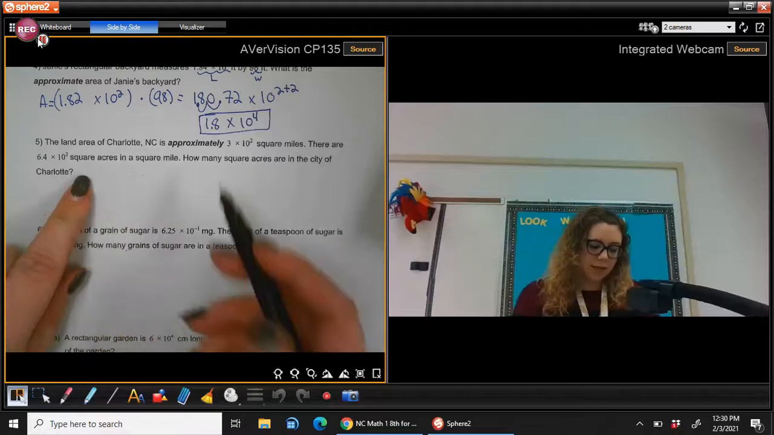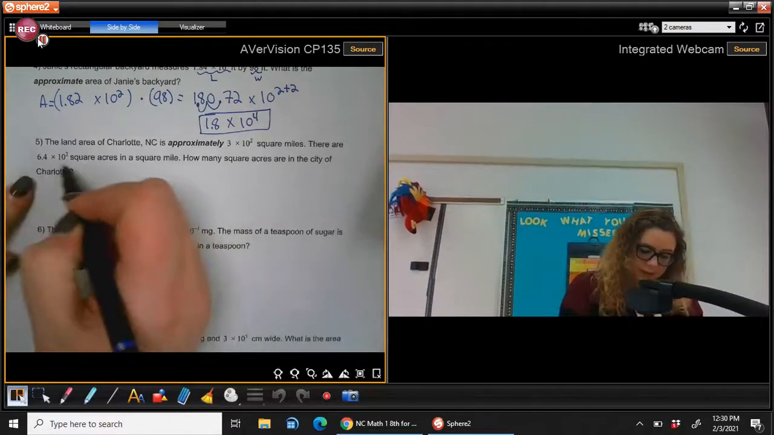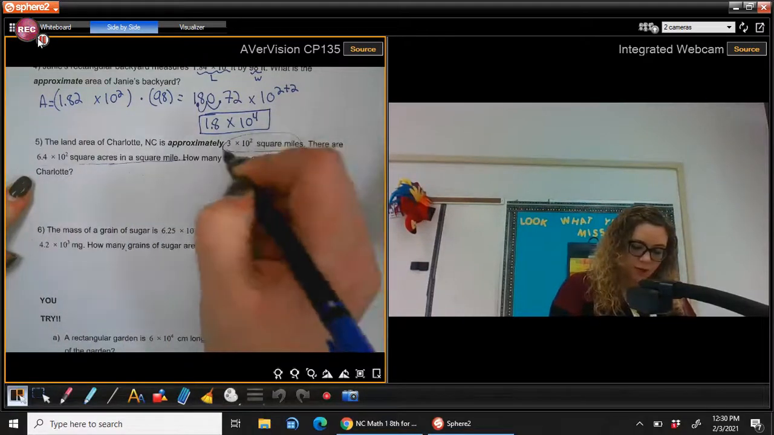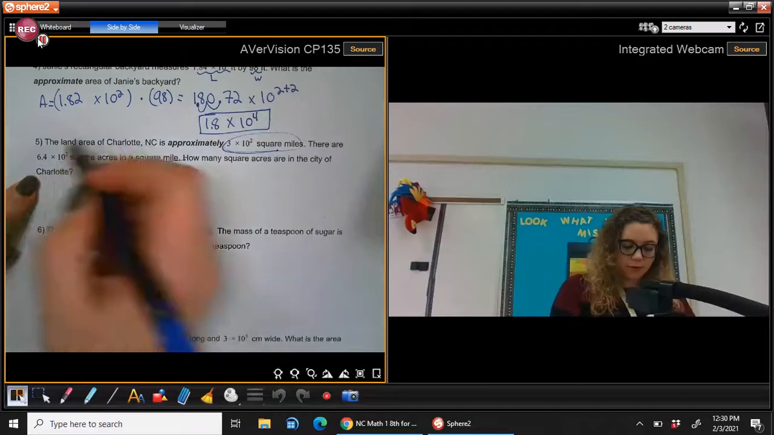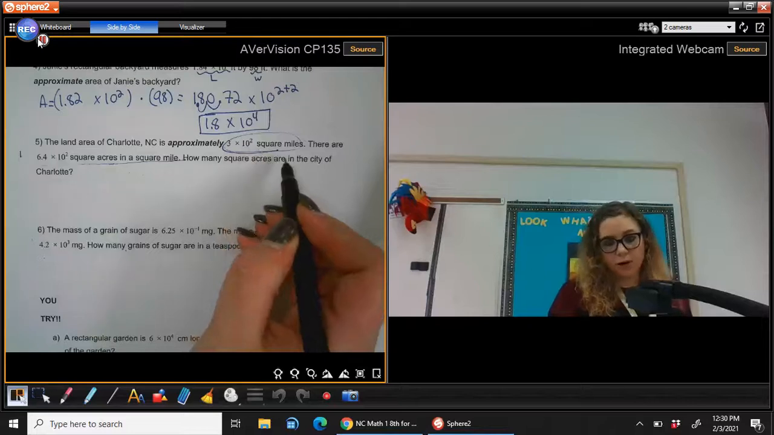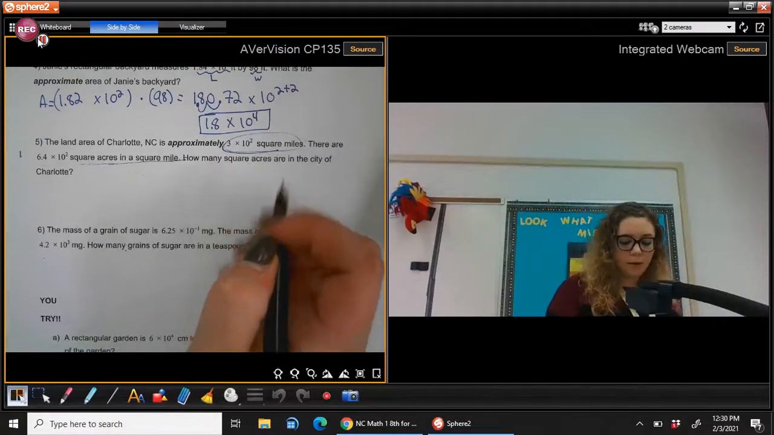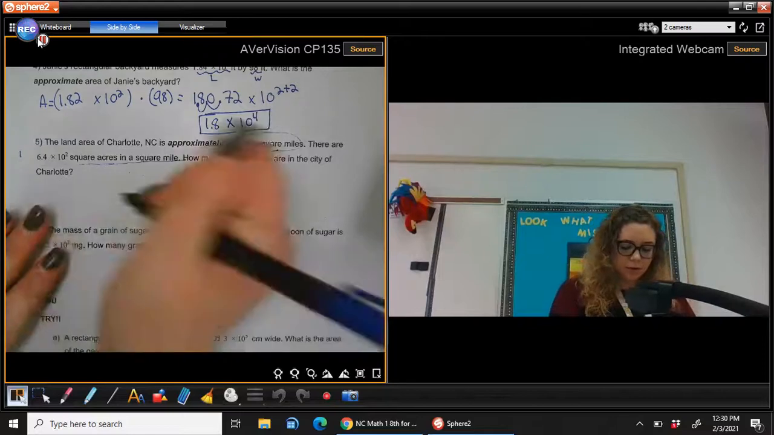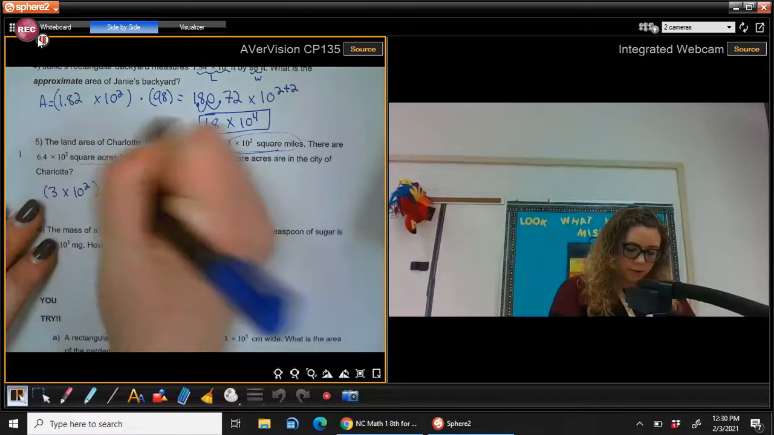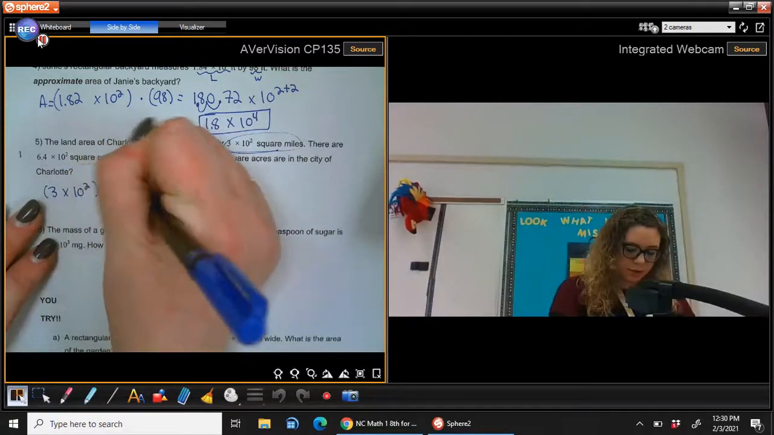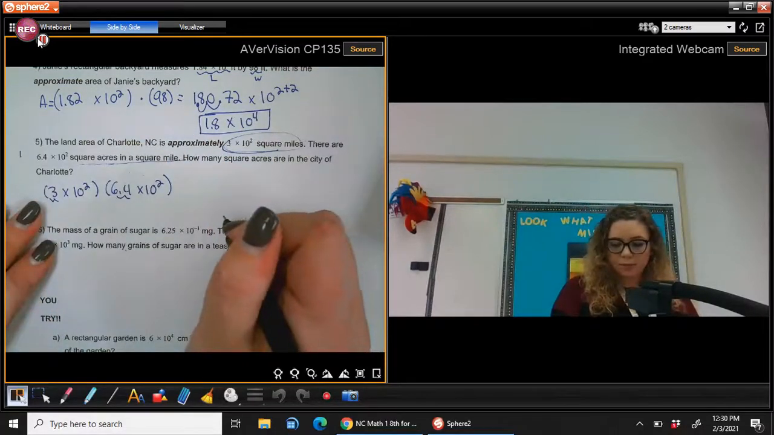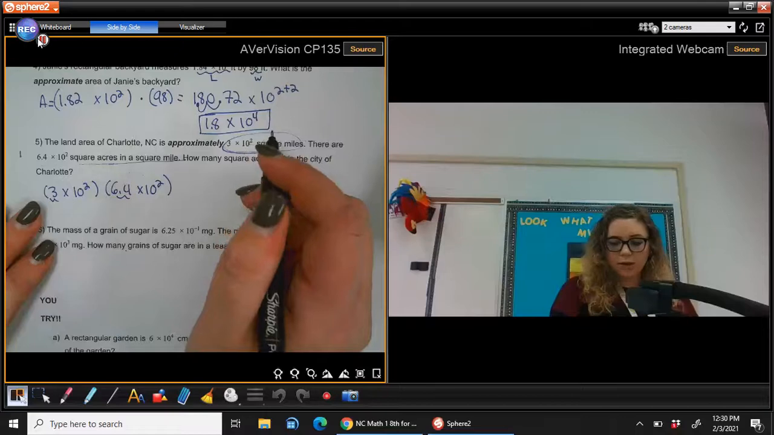Okay, so it says there are this many acres in a square mile. So 1 mile, there's this many. So how many would be in 3 times 10 squared square miles? So we're going to multiply. We're trying to find that area. So I'm going to do 3 times 10 squared, times 6.4 times 10 squared. Multiply my coefficients, 3 times 6.4.